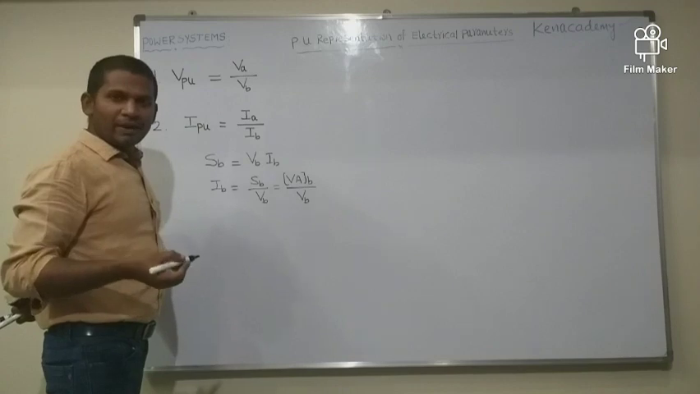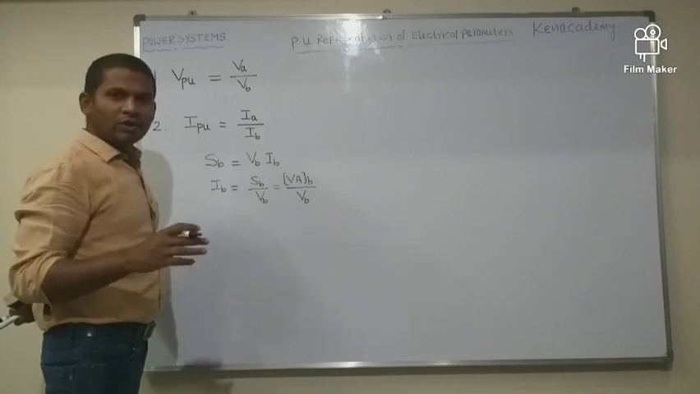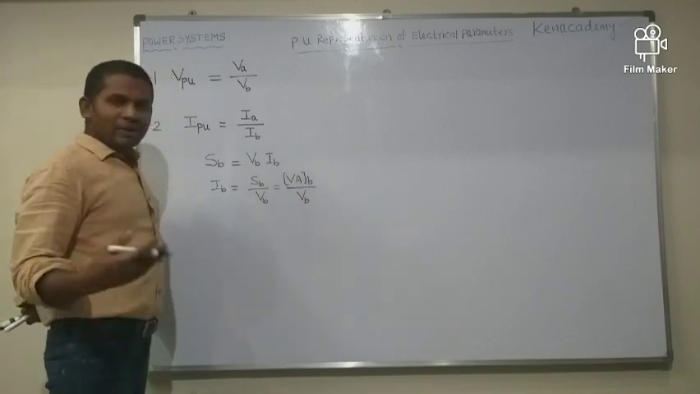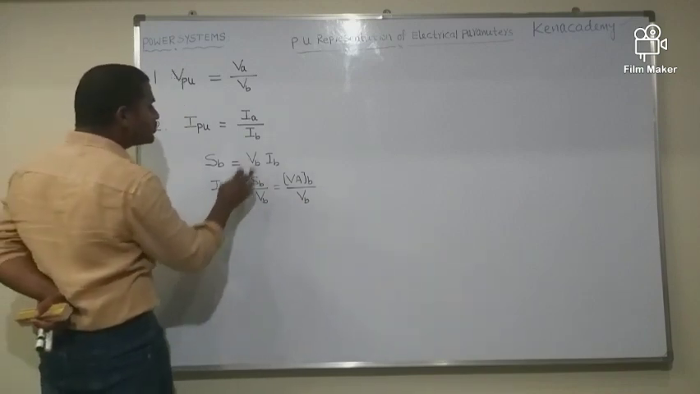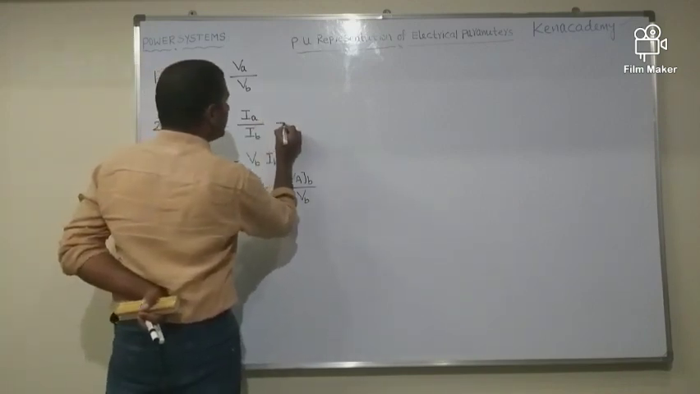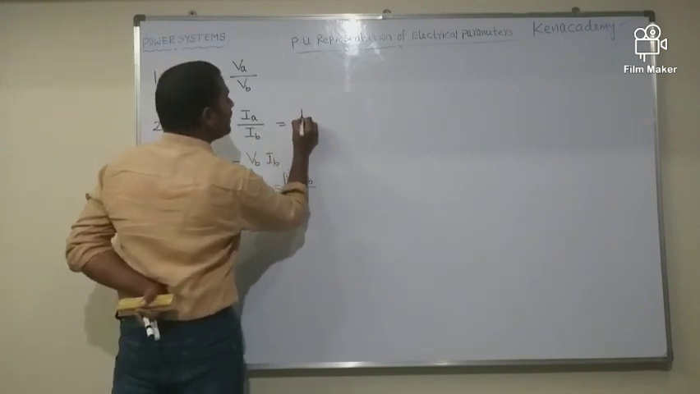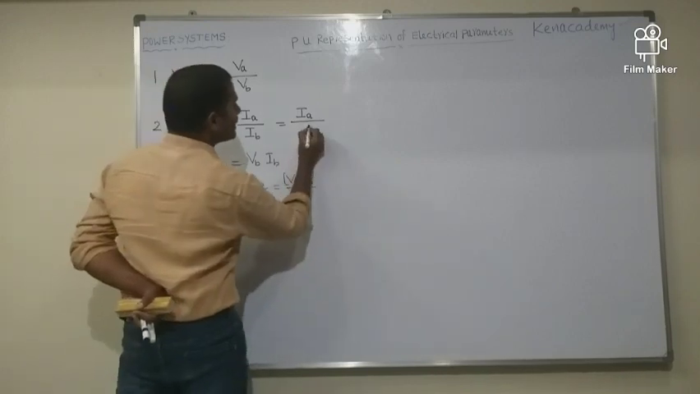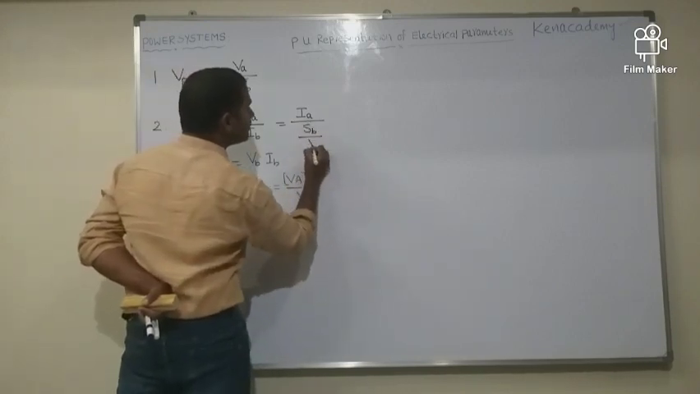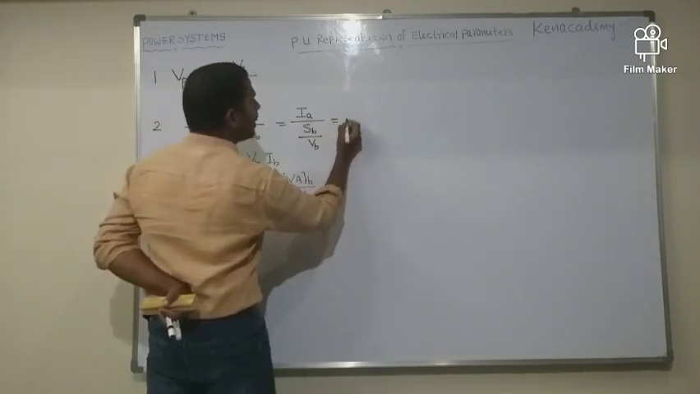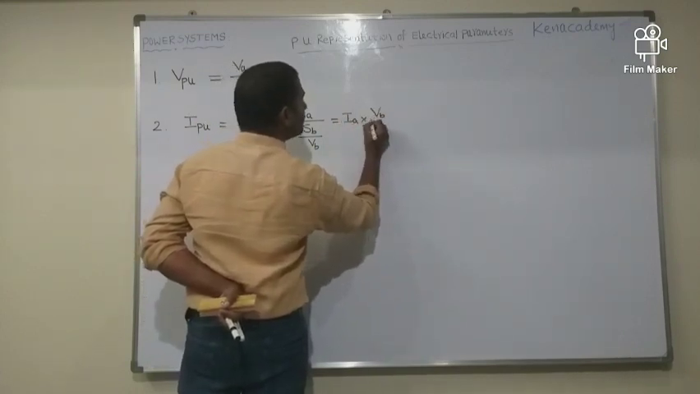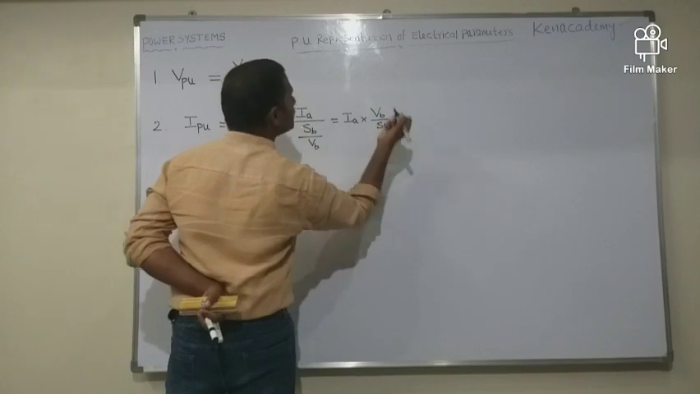What are the units of apparent power? Apparent power is nothing but the product of voltage and current, voltage into current. That is why the unit is volt ampere. Then you substitute here. Then what do we get? I actual by I base, what is I base? S base by V base. Then I actual into V base by S base.